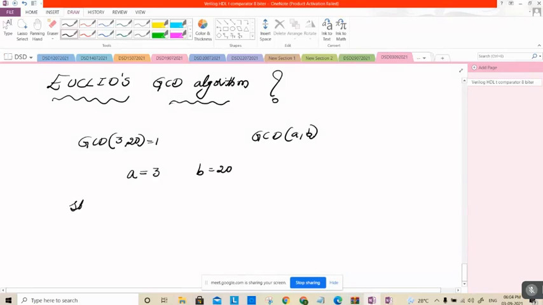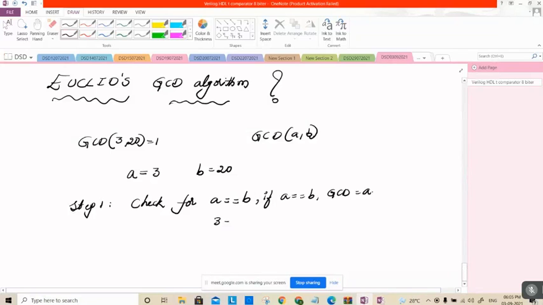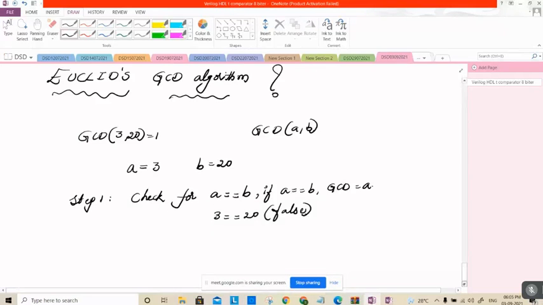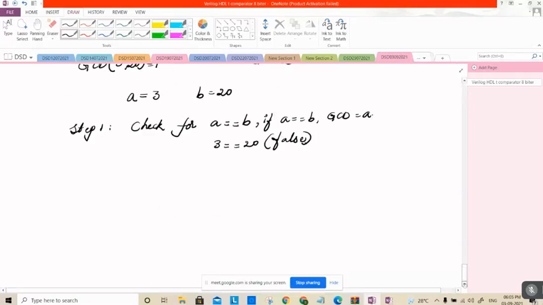Now the first step: check for equality of A and B. Check whether A is equal to B or not. If it is true, if A is equal to B, then GCD is equal to A. Now tell me here, is 3 equal to 20? Right. This is false. Then we are supposed to perform some repeated subtraction operation.